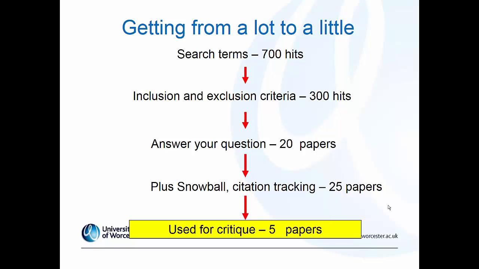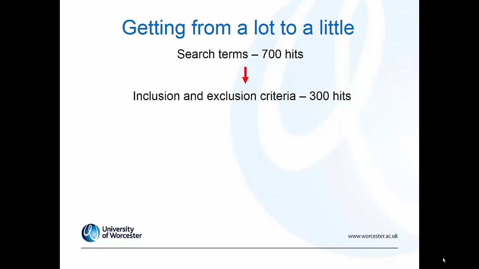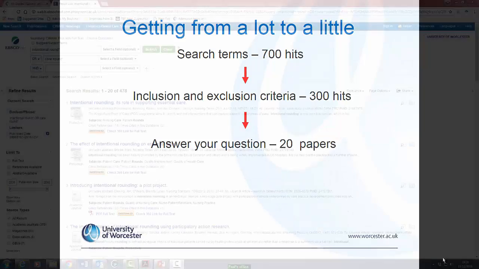Each of these steps has a different technique. So let's start after the inclusion and exclusion criteria. You've got 300 hits. You need to get that down to the ones that definitely answer your question. I'm afraid this is where you need to do some reading.